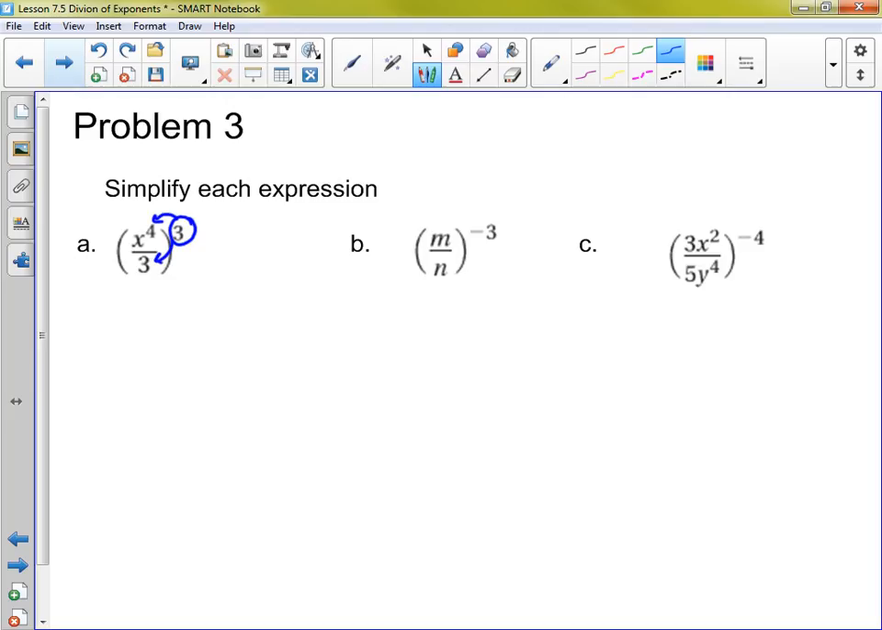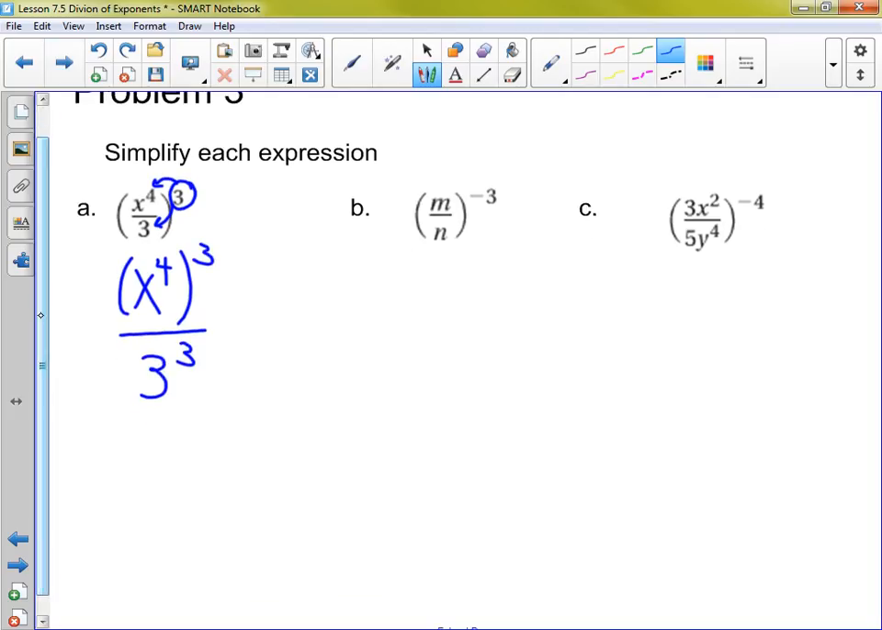Take the time to write it out. X to the 4th raised to the 3rd over 3 to the 3rd. X to the 4th power raised to the 3rd power is x to the 12th power. And 3 to the 3rd power means 3 times 3 times 3, which is 27. And that's your answer.